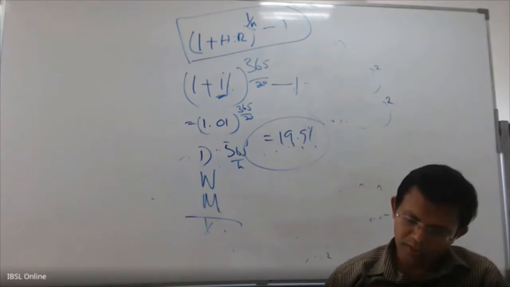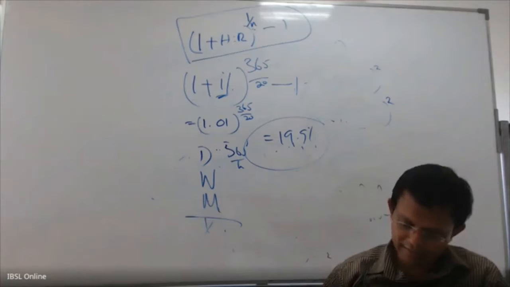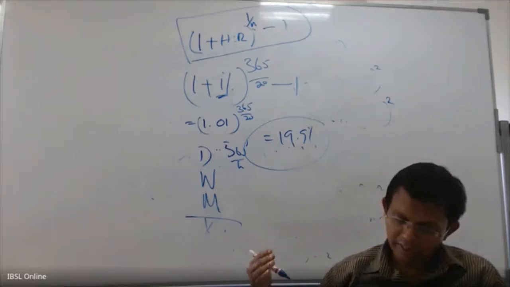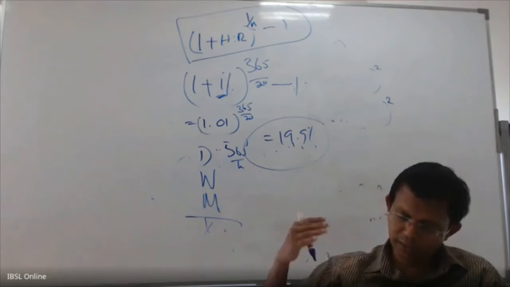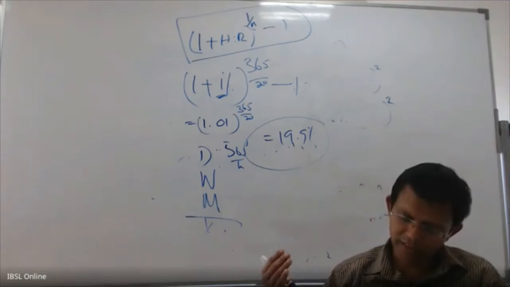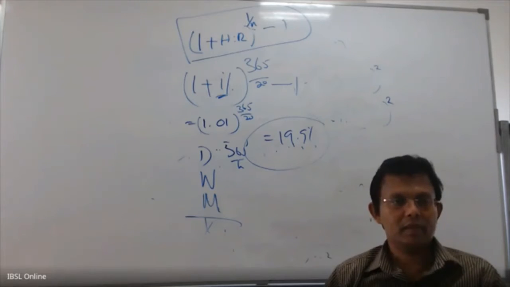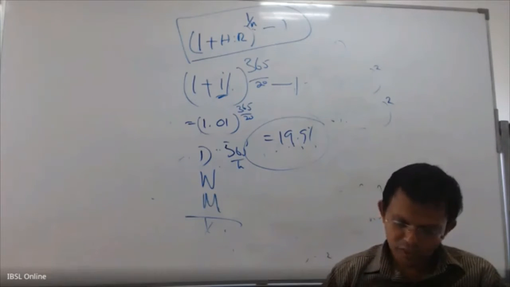Lanka Oil Company common stock has earned the following returns in the past 5 years. Year 1, rate of return 30%. Year 2, 10%. Year 3, minus 5%. Year 4, 40%. Year 5, minus 12%. They are asking the standard deviation of the return of Lanka Oil stock. So you can't straight away calculate. So how do you calculate it?